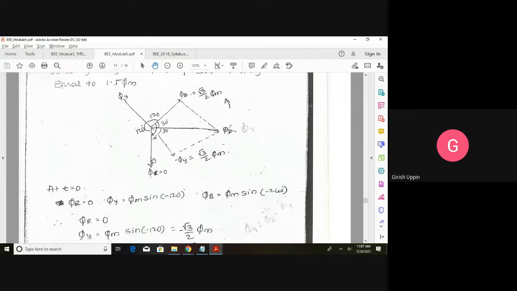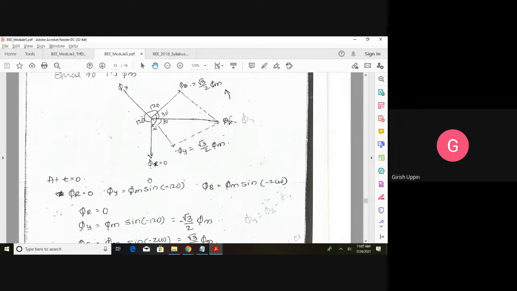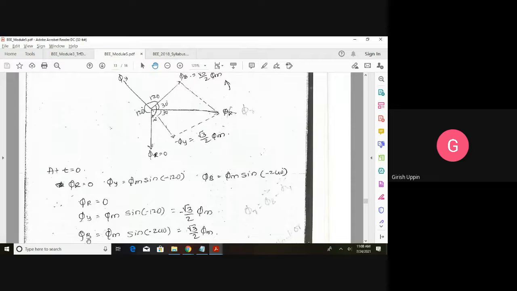So this is phi r, which is 0, and how much is phi y? Phi y is minus root 3 by 2 into phi m. So this is plus phi y, and this is minus phi y, minus phi y, root 3 by 2 into phi m. And plus phi b. Phi b is how much? Plus root 3 by 2 into phi m.